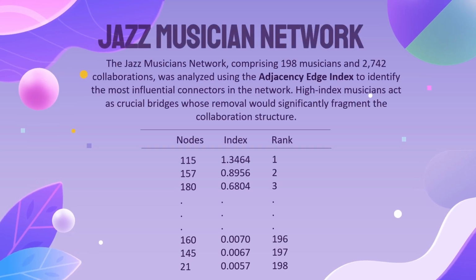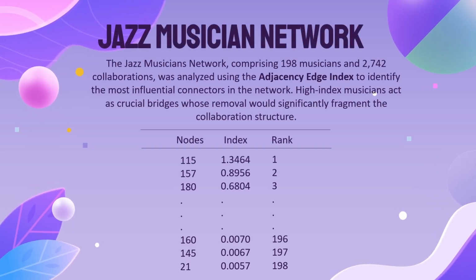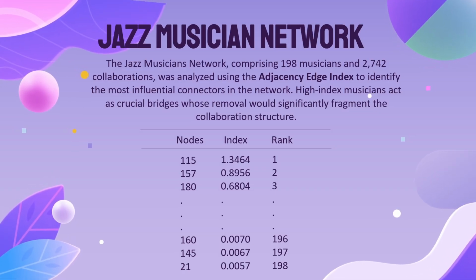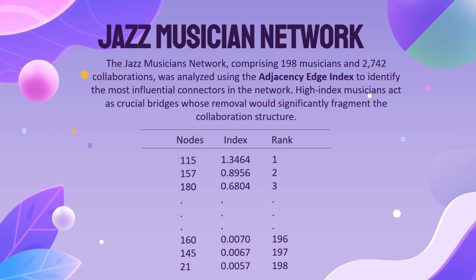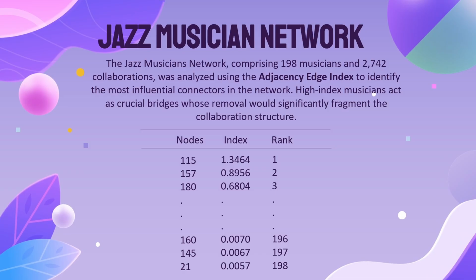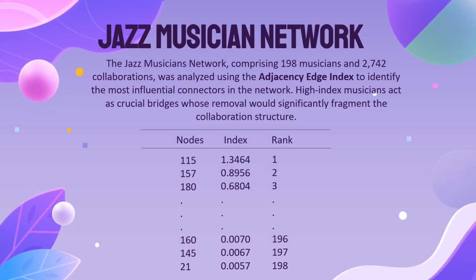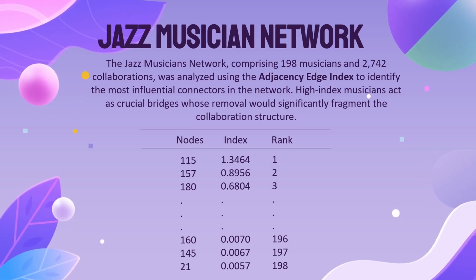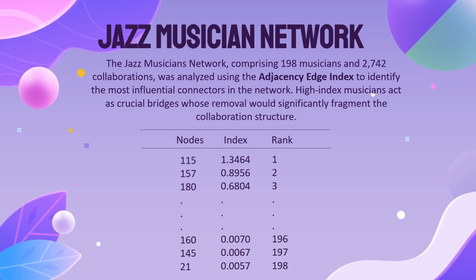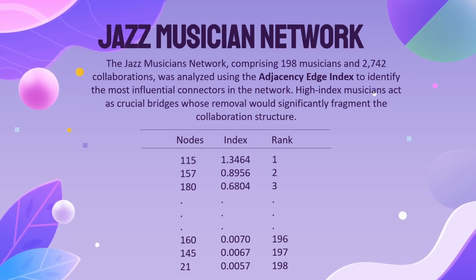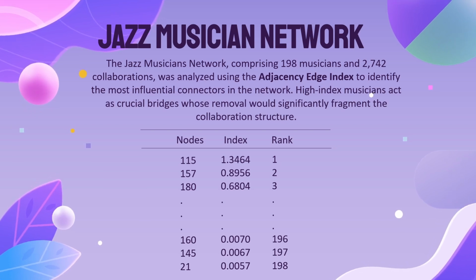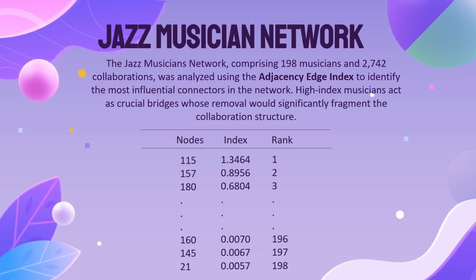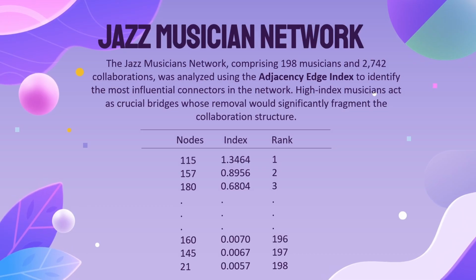Now let's talk about a network which is called the Jazz Musician Network. To test our idea, we first used something more visual, the Jazz Musician Network. It's a data set of 198 jazz artists and their collaborations. By applying our edge index, we could see which musicians acted like bridges connecting different groups. When we removed those key nodes, the network started breaking apart. This was a great way to understand how pruning works, and we later applied the same logic to deep neural networks.